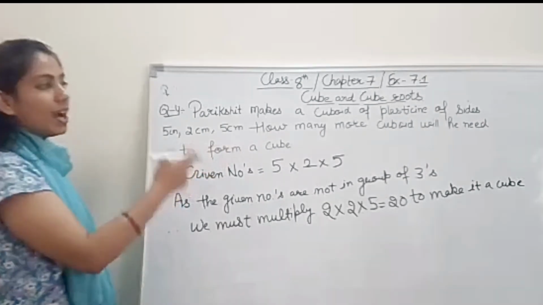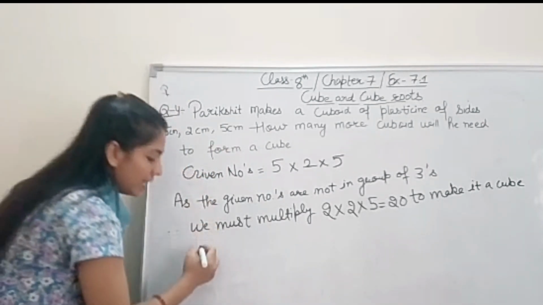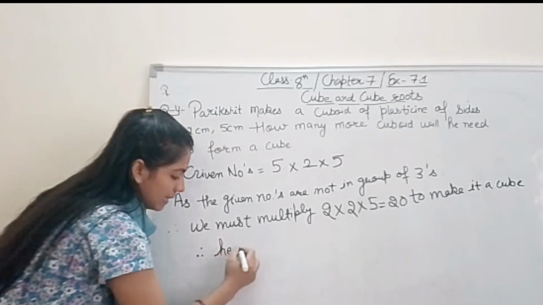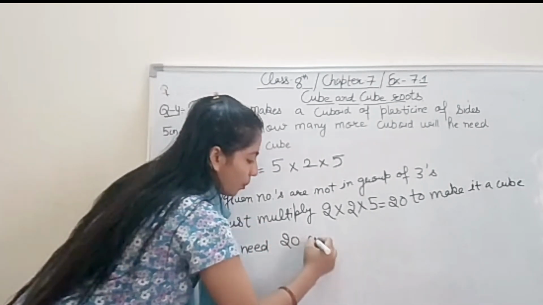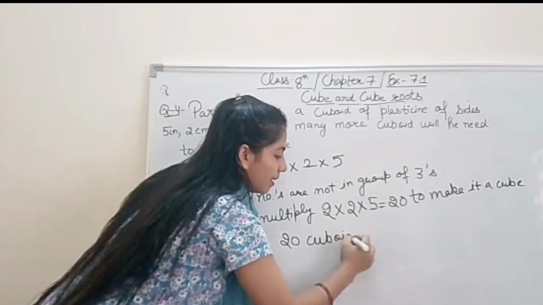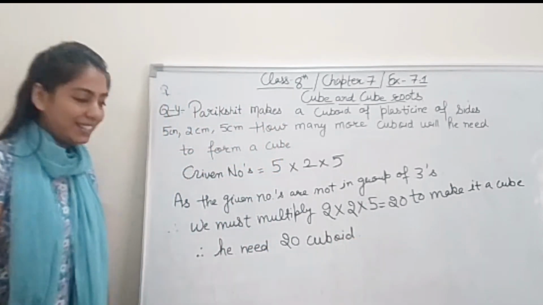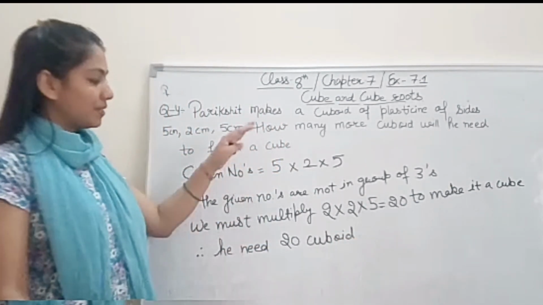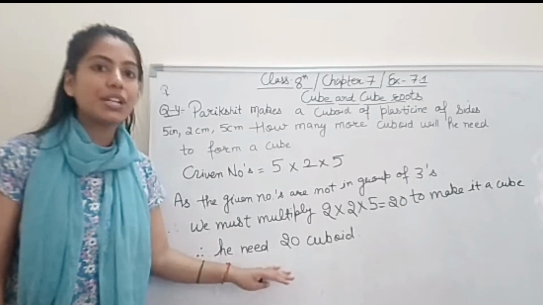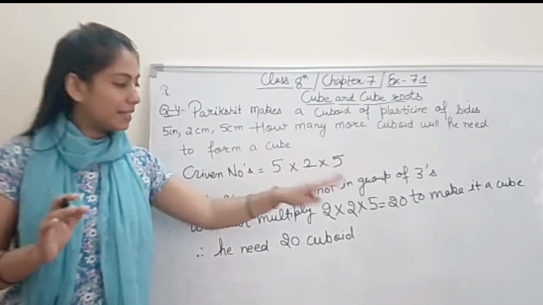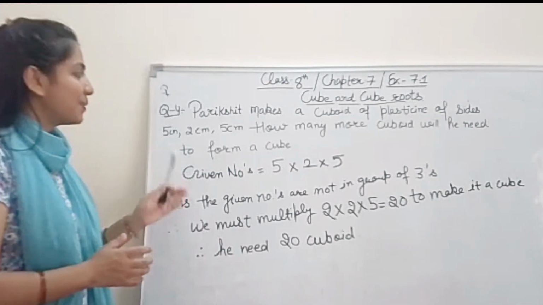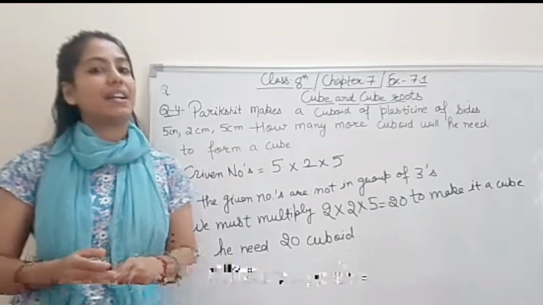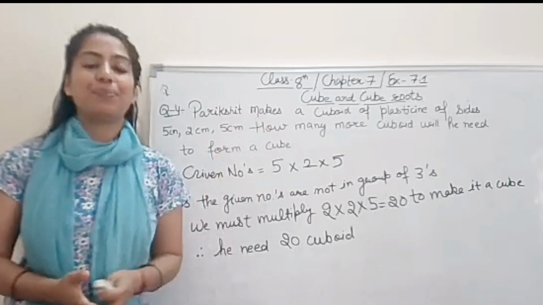So what is the question? How many more cuboids will he need? Therefore, he needed 20 cuboids. That's it, student. We have written this solution according to the given question, but the method is just the same. Right? I hope you got this question, and this is the last question for exercise 7.1.